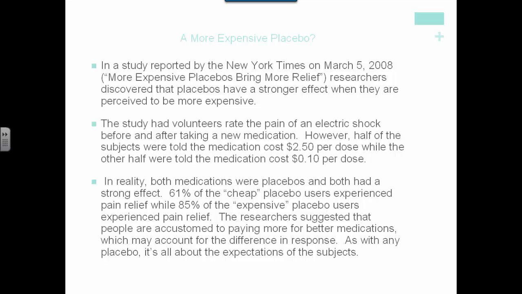In reality, both medications were placebos, and both had a strong effect. So researchers suggested people are accustomed to paying more for better medications, which may account for the difference in response. And as with any placebo, it's all about the expectations of the subjects.